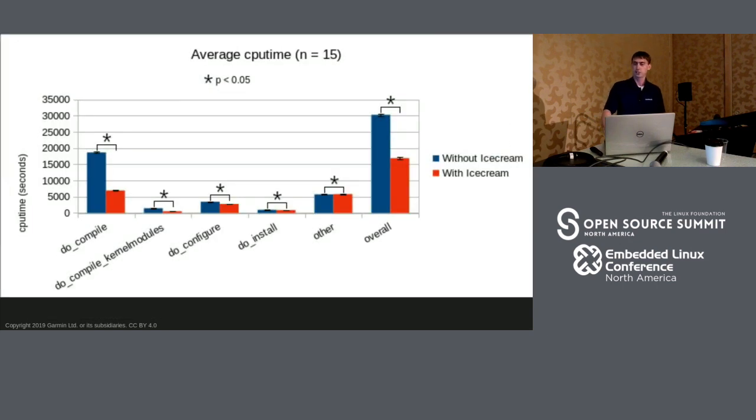For a more rigorous analysis, I averaged the total CPU time over 15 builds and divided it up per task. Icecream directly affects 4 tasks: do compile, do compile kernel modules, do configure, and do install. All other tasks that were executed are in the other column. And this overall column shows the total CPU time for the build, which is basically the sum of the other 5 columns.